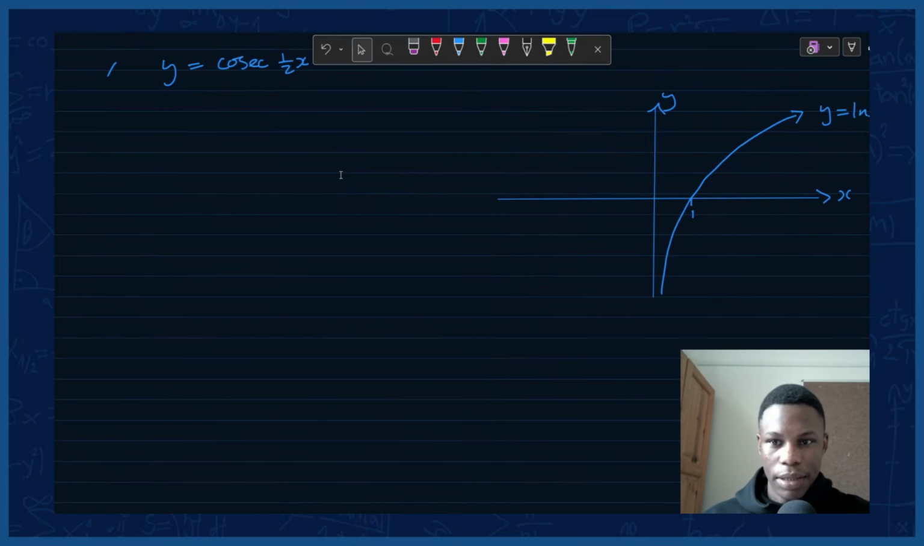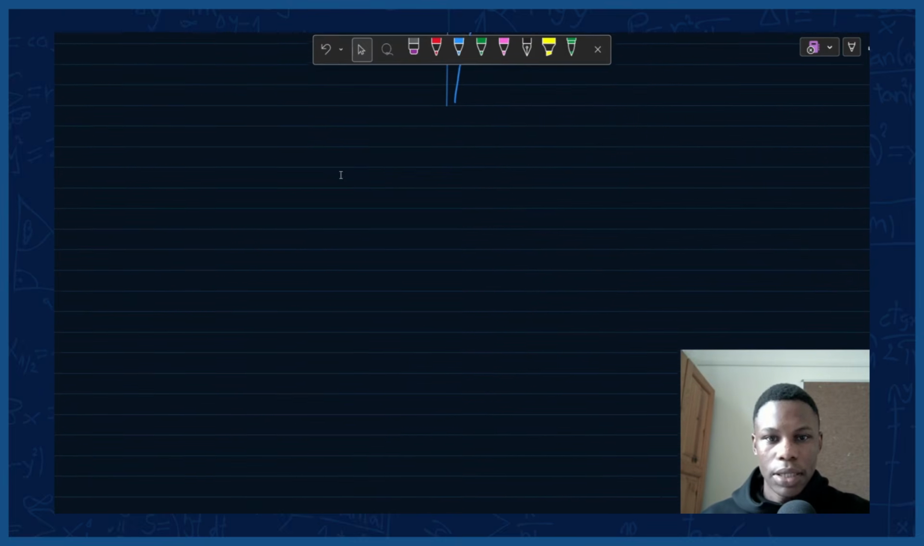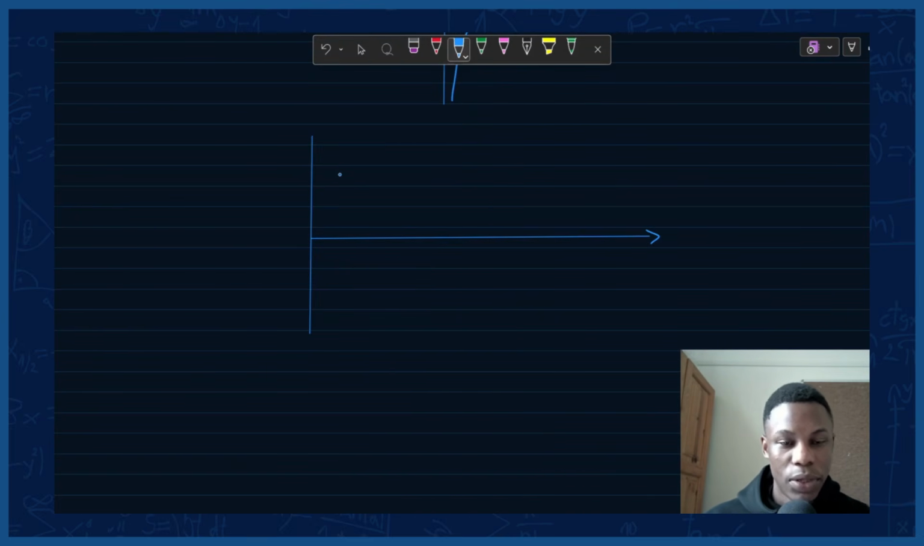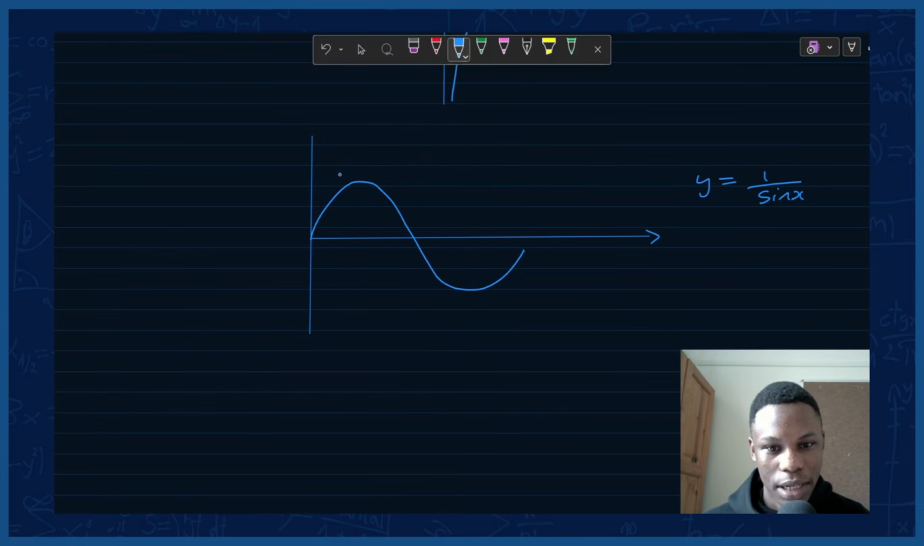Cosec, however, may be a bit tricky. The way I like to think about drawing the graph of cosec is we know, or at least we should know, that cosec is the same as 1 over sine. So if I know the sine graph, in theory, I should know the cosec graph. So my sine graph looks like this, goes up, then it goes down, then back up. So it peaks here at 1, minimum is at negative 1, and then this is 0.